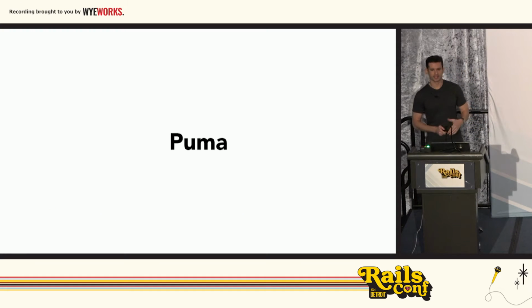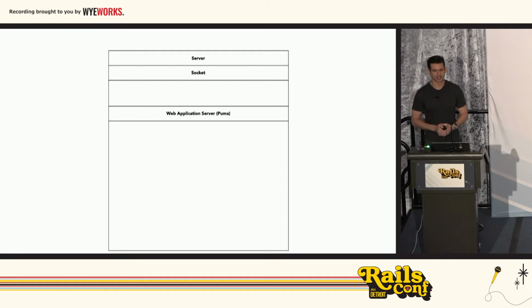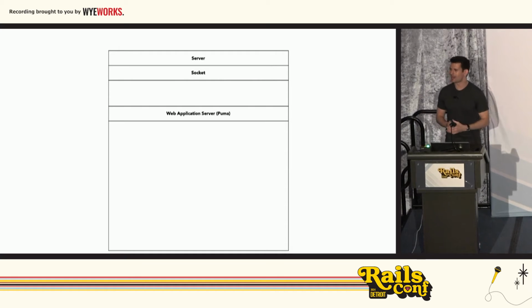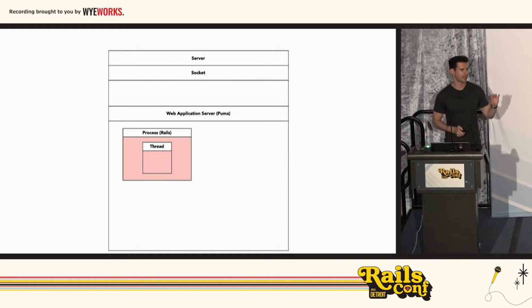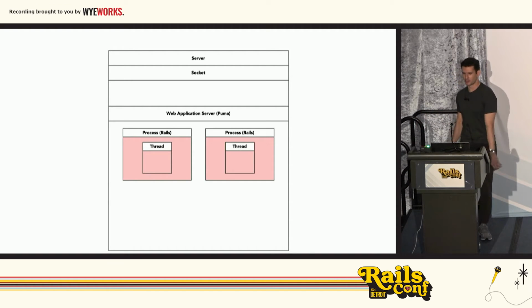So Puma is a web server that handles requests and offers a system for managing the processes that are going to be servicing those requests. And I say processes here because with Puma, it doesn't have to be just one process per server. Puma is capable of booting multiple processes per server.